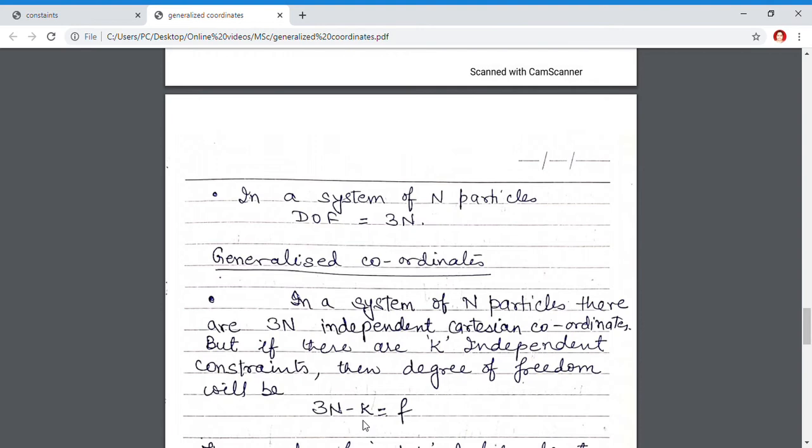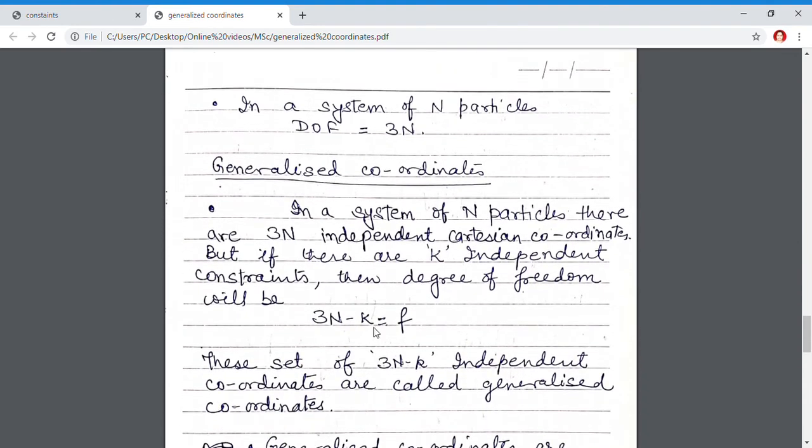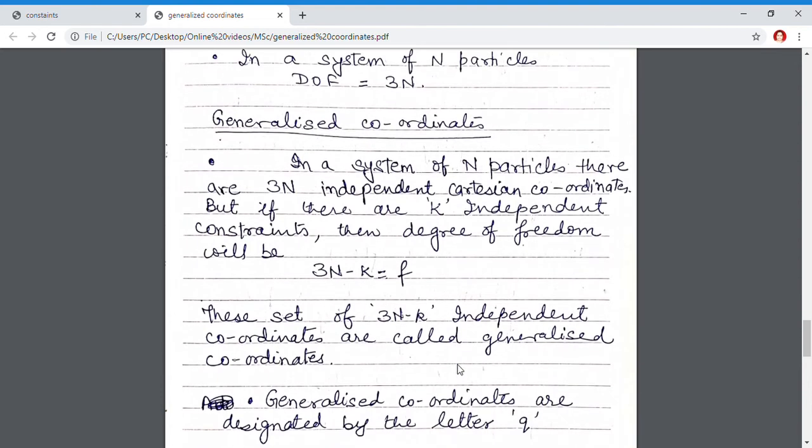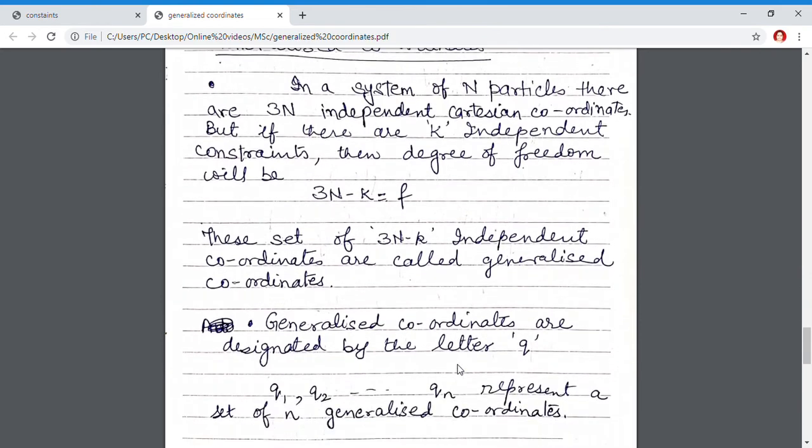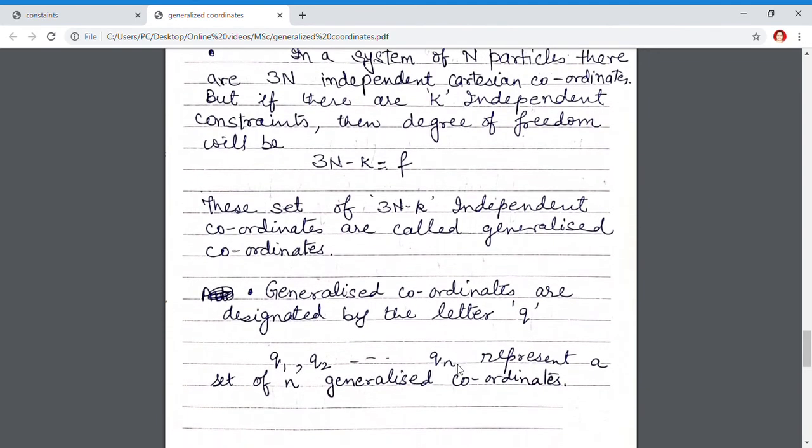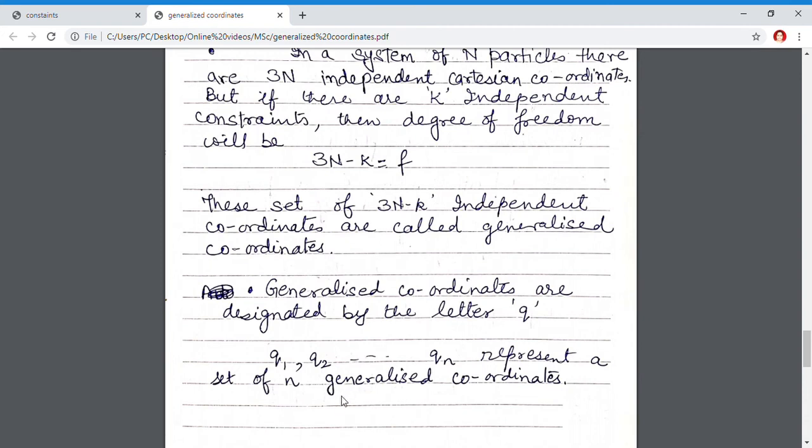These 3n minus k coordinates are independent now because we have removed the constraints. This set of 3n minus k independent coordinates are called generalized coordinates. That means generalized coordinates are independent coordinates. They are denoted by letter small q. If we are considering a system in which there are n generalized coordinates, then they will be represented as q1, q2 till qn.